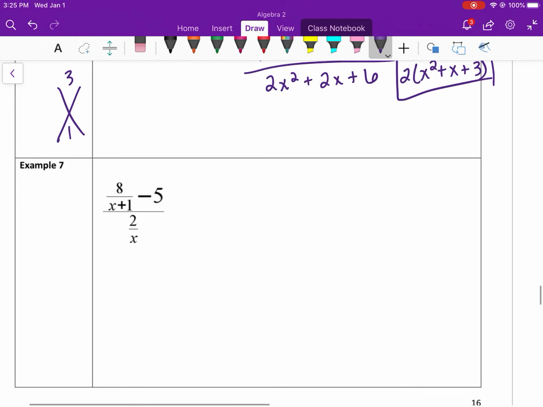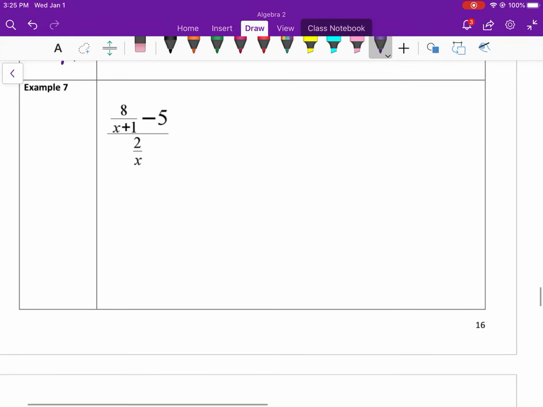One more. Probably got the gist of it for now. Anytime you have a whole number, remember to write it over 1. And then the common denominator between x plus 1, x, and 1 will be, you need an x and you need an x plus 1. So that's your lowest common denominator. So then multiply everything by x and x plus 1.